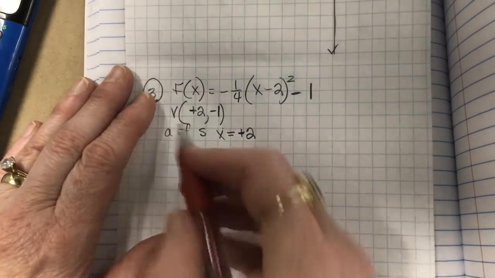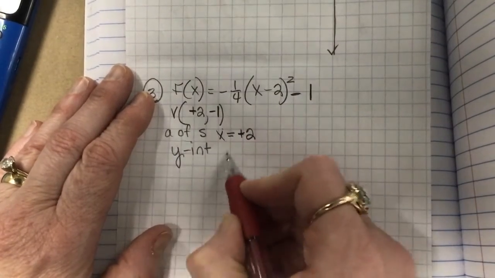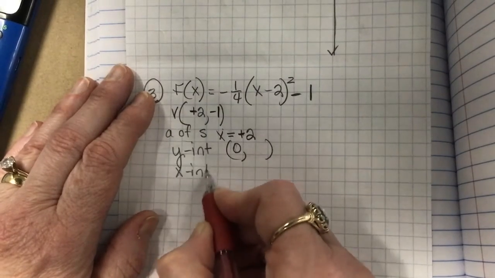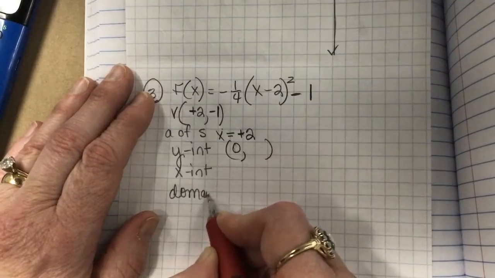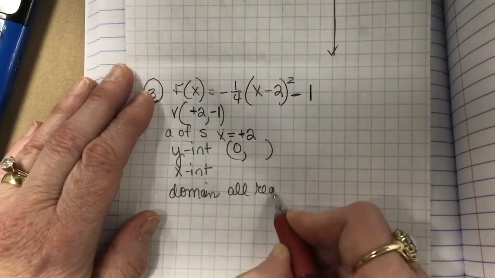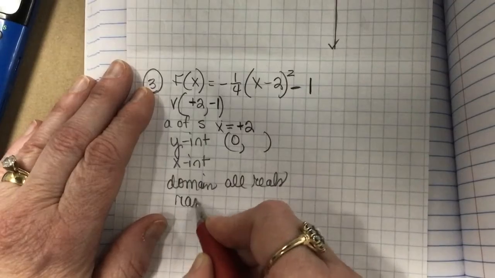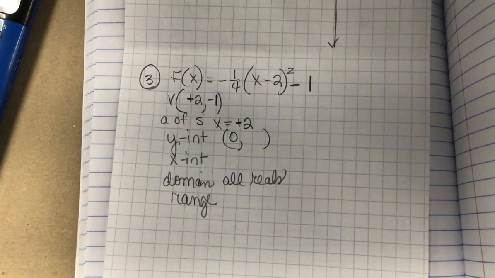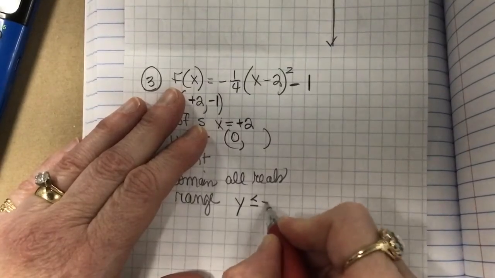Thank you. And then the y-intercept will be visible when we get it graphed. And then the x-intercepts we'll talk about. Domain is all reals. And the range. Okay, now how's this one going to open? It's going to open down. If the vertex right here is 2, -1, then all your graph is below or equal to -1. Your y's are. So it'll be y is less than or equal to -1.